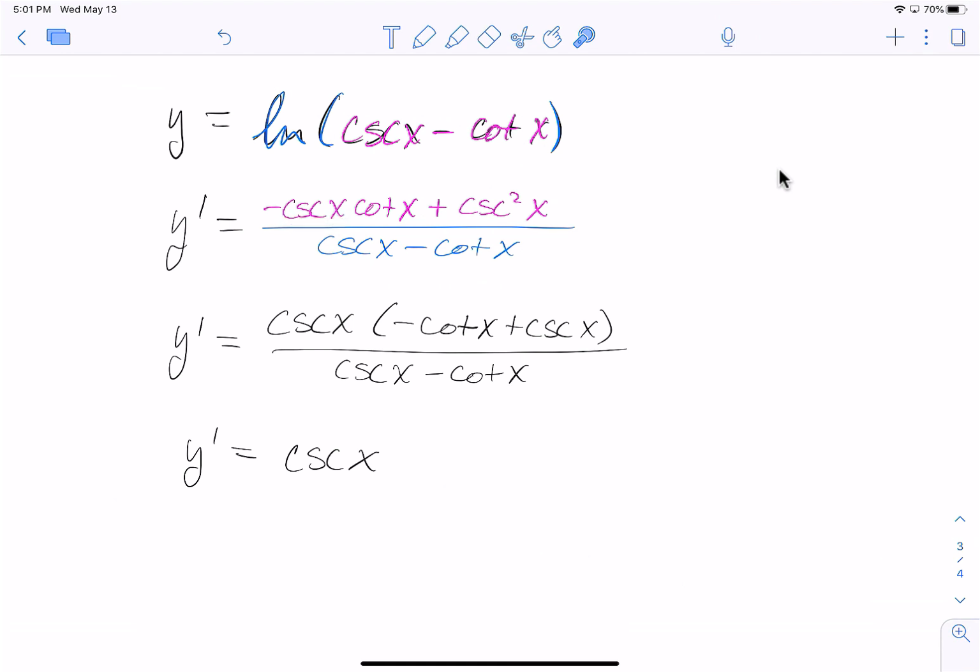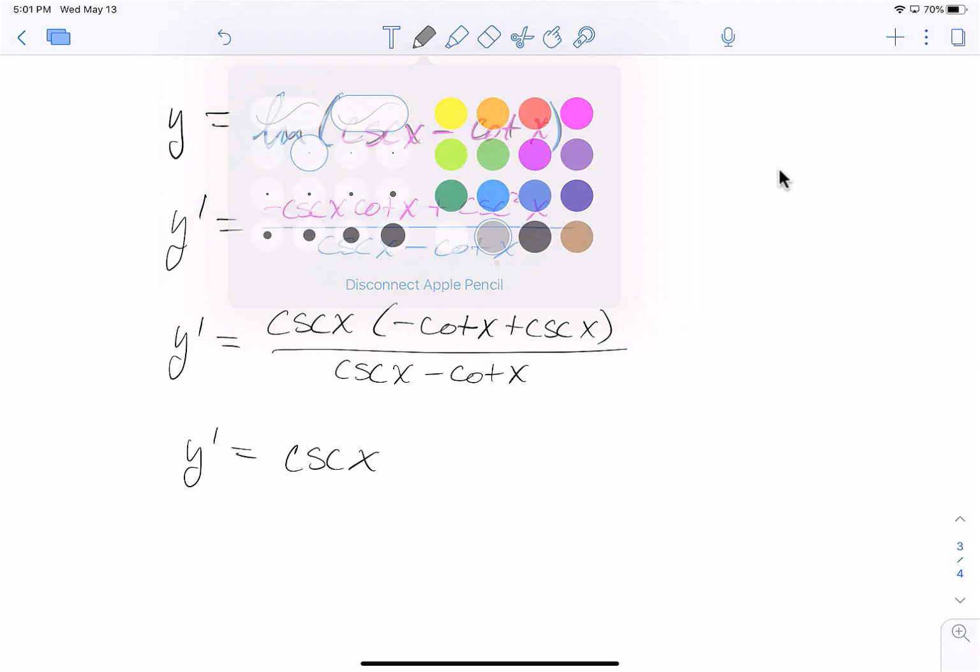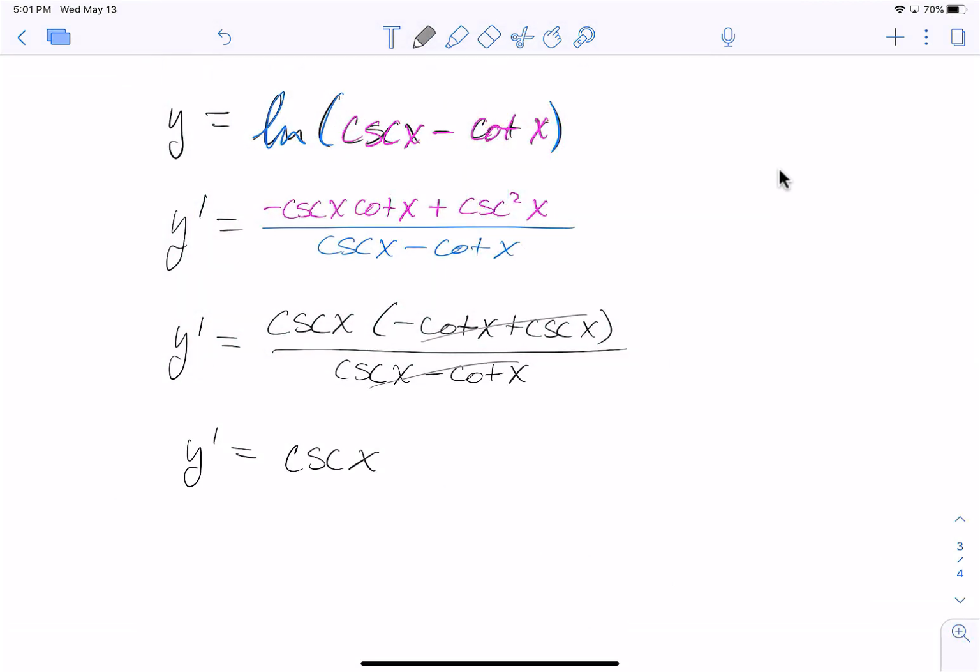Factoring out the common factor of cosecant of x leaves us with negative cotangent of x plus cosecant of x, which matches what we have in the denominator and so divides out, leaving us with the answer of y prime is equal to the cosecant of x. I told you it would be short.